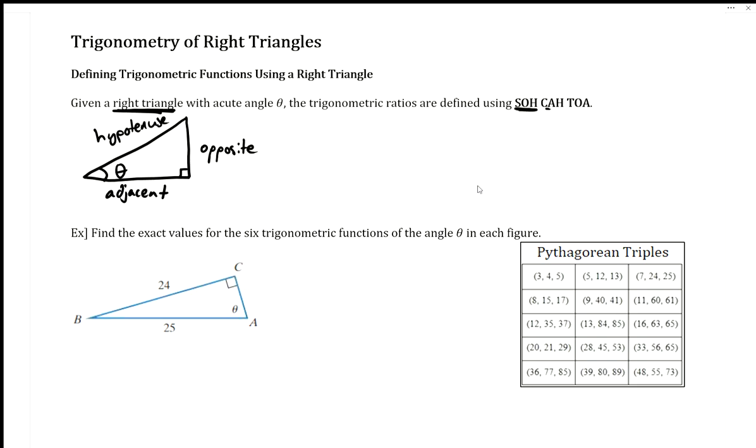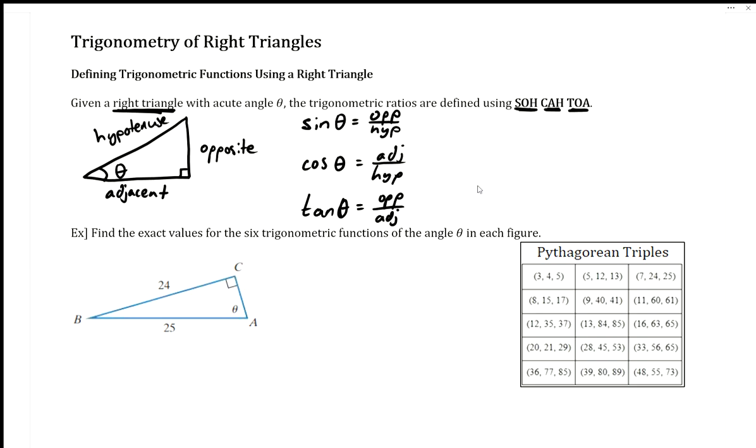Then we have this saying that can help us with trigonometry, SOH CAH TOA. If we have that right triangle, then sine of theta is equal to opposite over hypotenuse, and we usually abbreviate it there. Then the cosine part: cosine of theta equals adjacent over hypotenuse. And then the TOA part: tangent of theta is equal to opposite over adjacent.